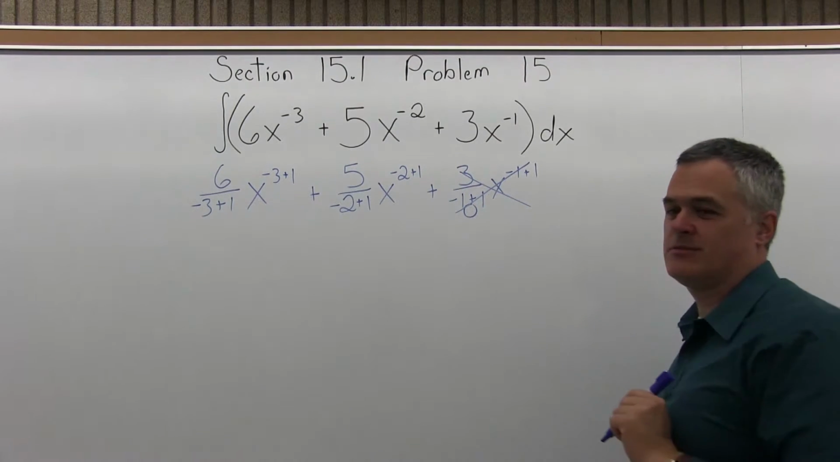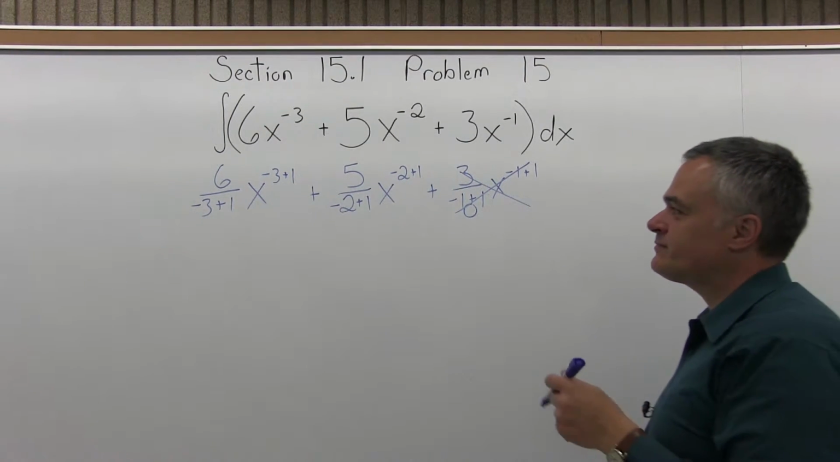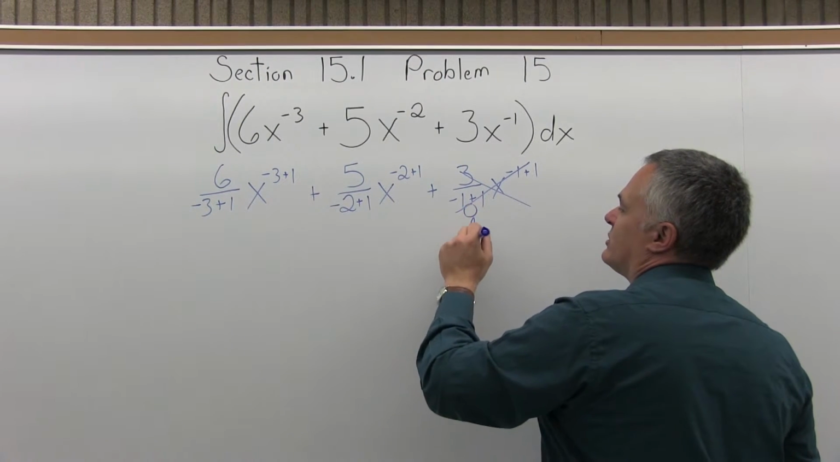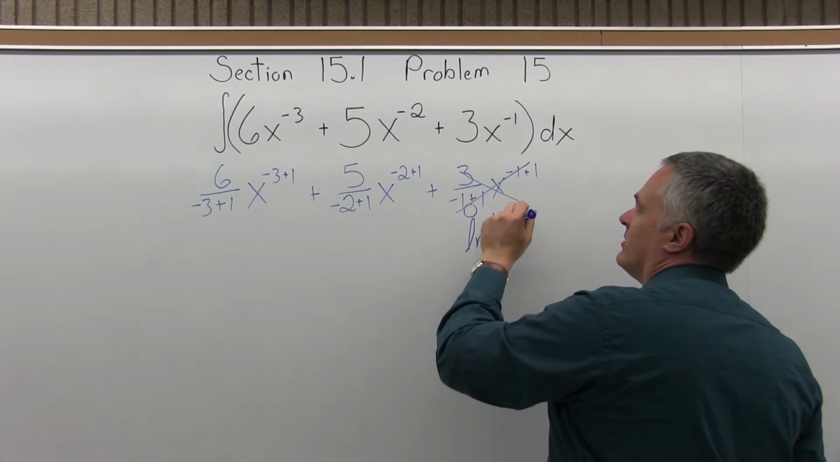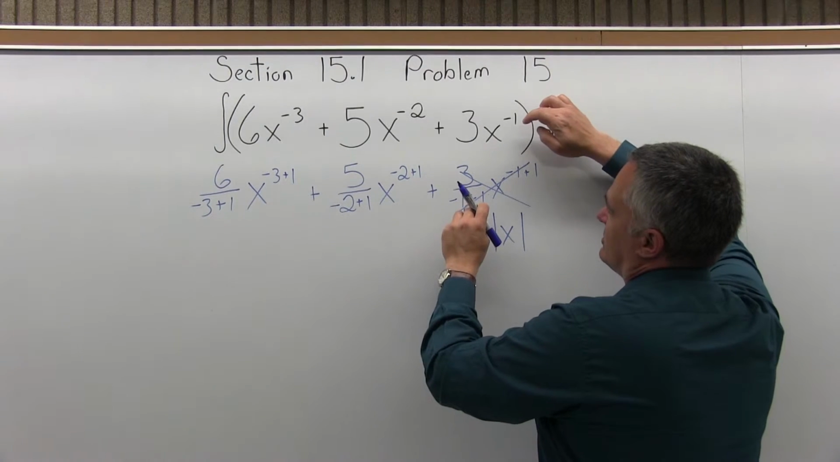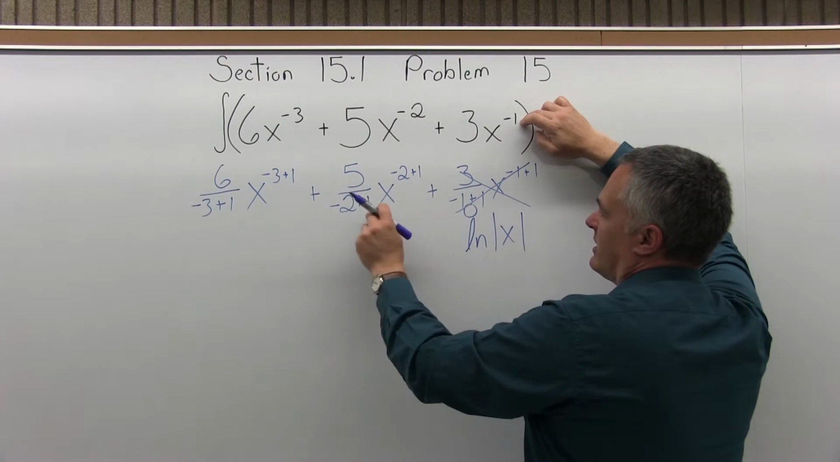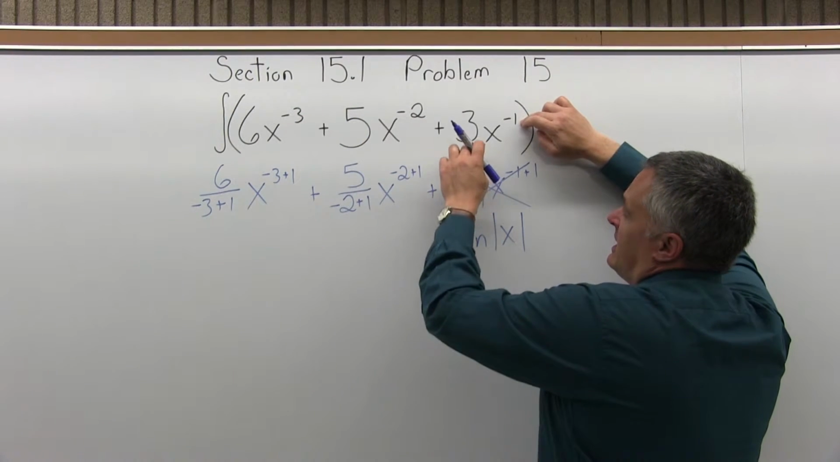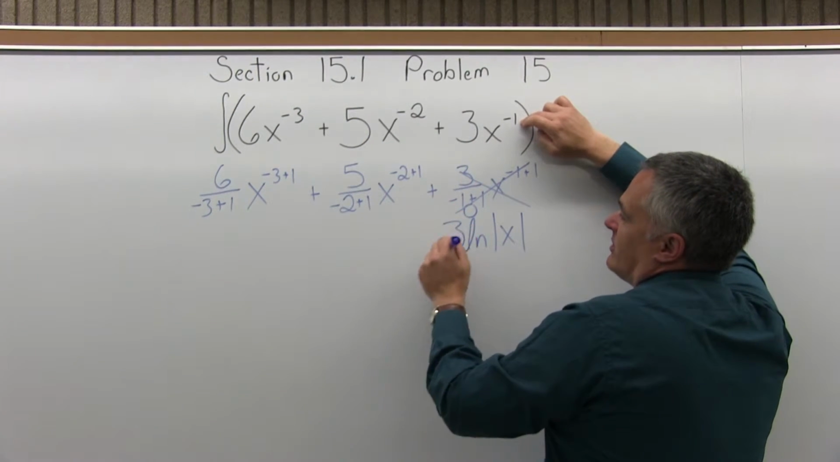I can't do that. So what's going to happen is it's going to be natural log of absolute value of x. That's how you handle the situation when you get that 0 in the denominator, when you're trying to apply the same format that you do with the other regular exponents. And because of the 3 in front, that 3 will just stay in front.